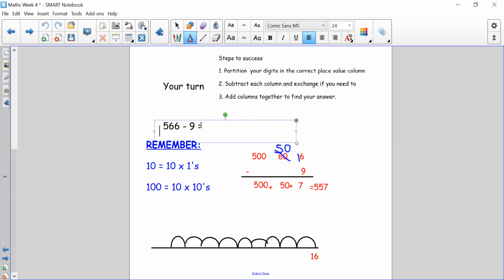So 566 take away 9 is equal to 557. Okay, so I hope you got that correct. If you didn't, pause the video, have another go, follow your steps carefully, draw some counters if you need to, use a number line, okay, if you need to with your subtraction as well. Remembering your key here, if you're exchanging tens for ones, you need to make sure you put 10 in your ones column.